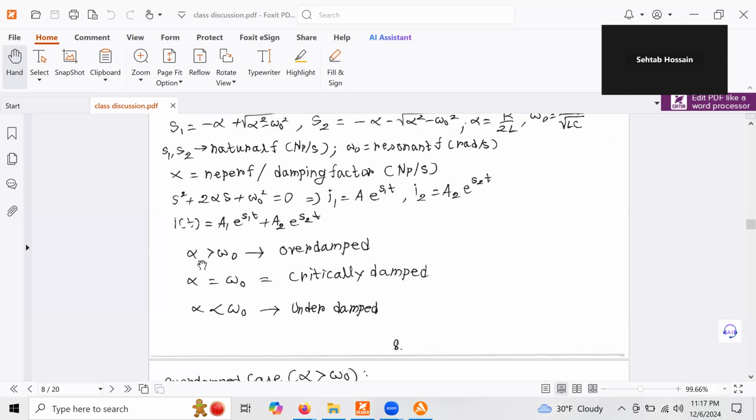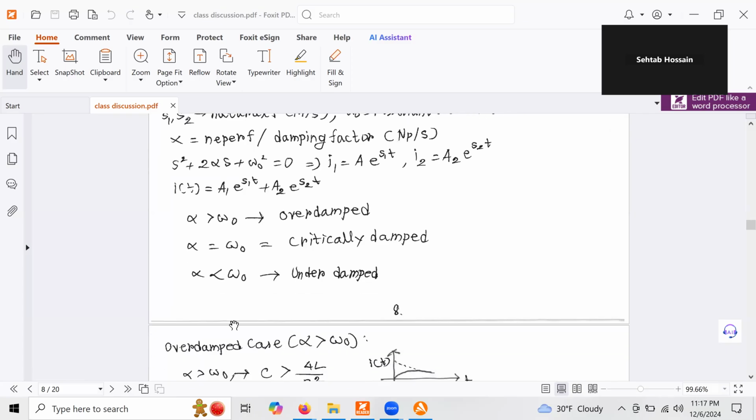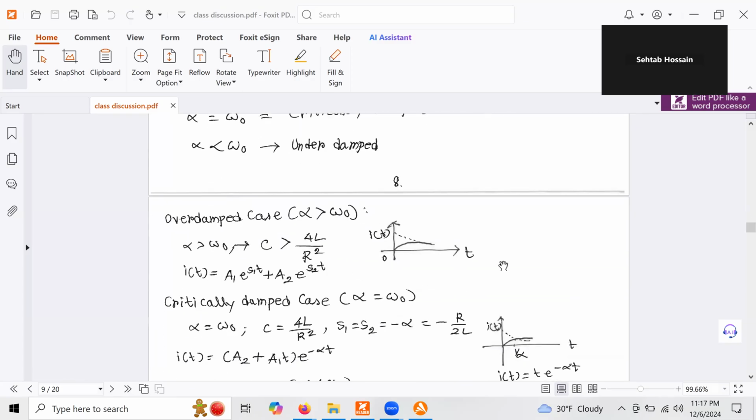So for the case of vibration, there will be 3 cases. One will be overdamped, when alpha is greater than omega 0. Another will be critically damped, when alpha is equal to omega 0. And another will be underdamped, when alpha is less than omega 0. For the case of overdamped, alpha is greater than omega 0, and C will be greater than 4 times L over R squared. And the expression will be this one. We see that for the case of overdamped, after getting the maximum value, it becomes steady.